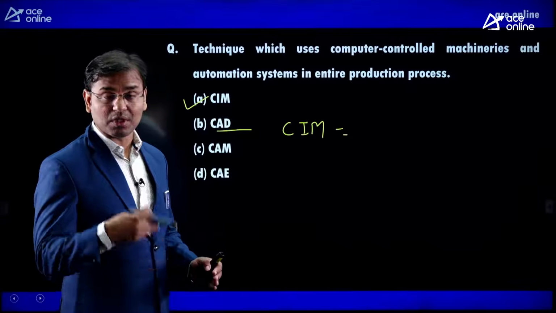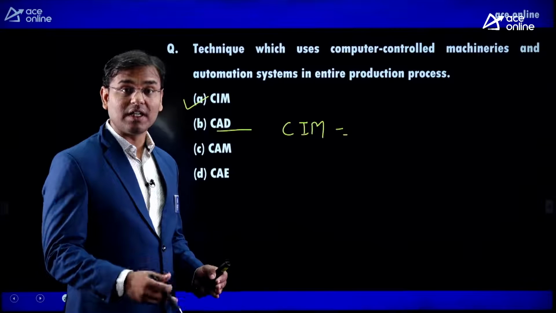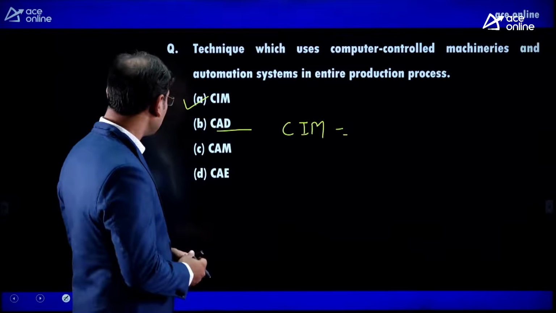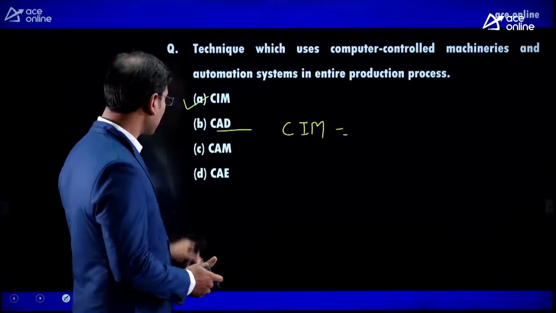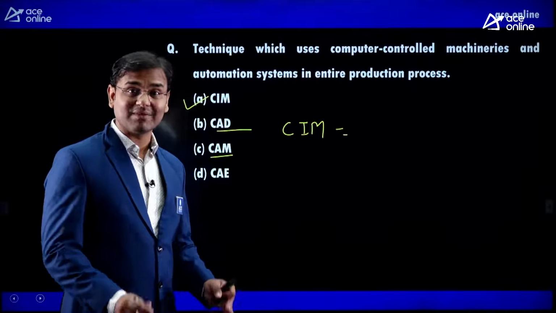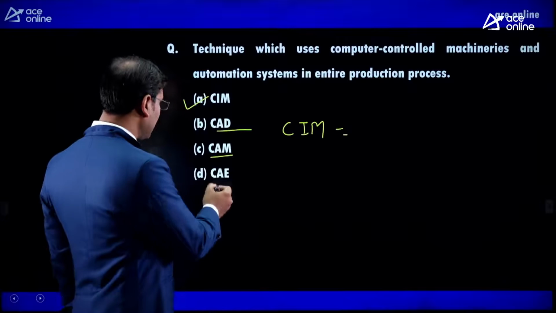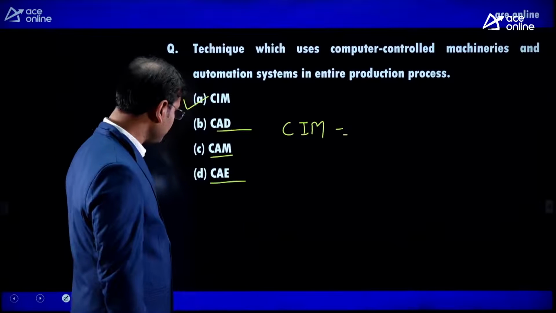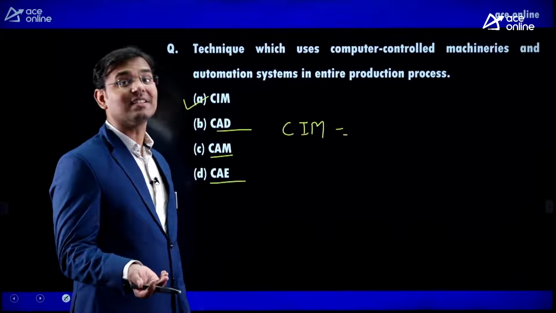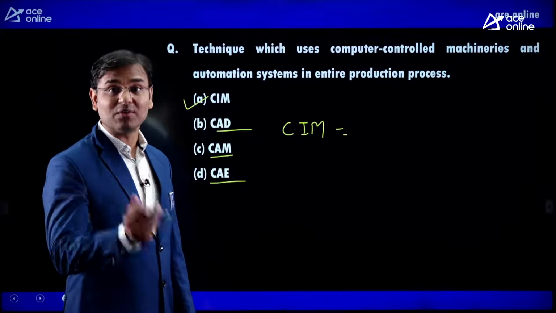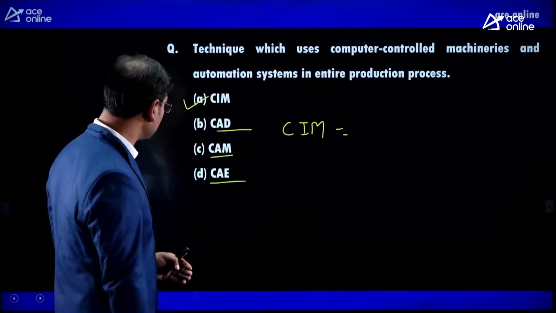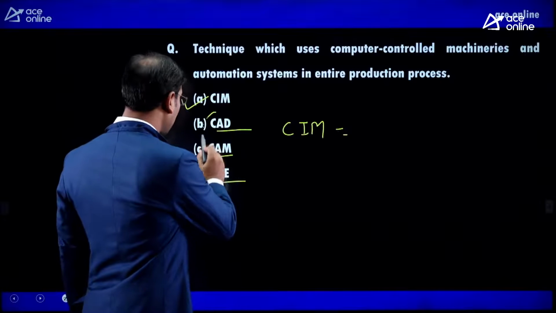by using software like Unigraphics, CATIA, Solid Edge, SolidWorks, Pro-E. You use that software to make the model, that is CAD. CAM is CNC machines, computer aided manufacturing, means manufacturing with the help of computer, and CAE is computer aided engineering. In CAE we do the analysis of the component. Analysis means using ANSYS software. What you are doing by using the ANSYS software, that is the analysis. And all three are included in CIM.